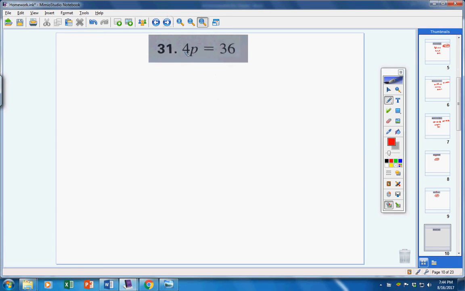31. 4 times what would give you 36? Well, 4 times 9 equals 36. So p equals 9.